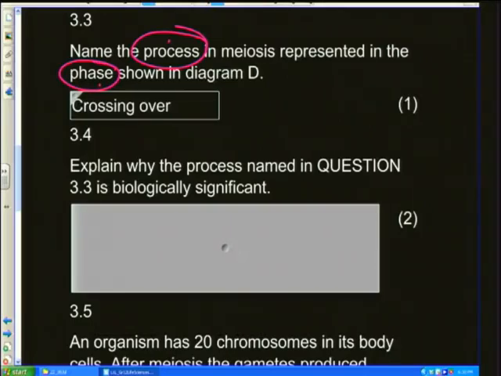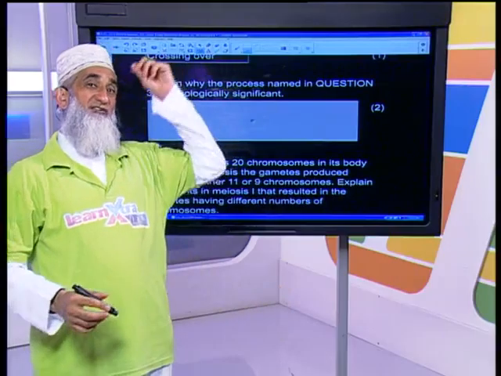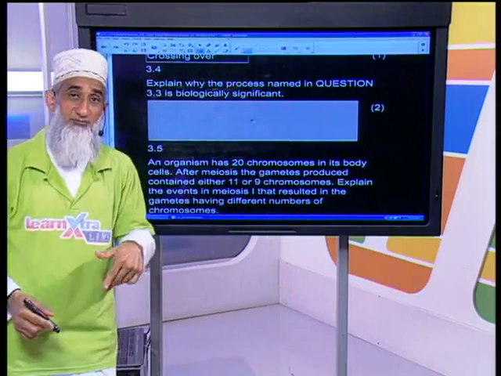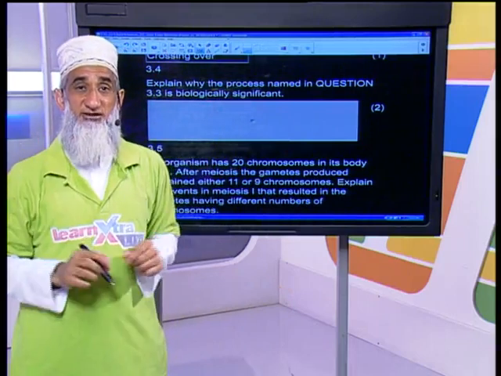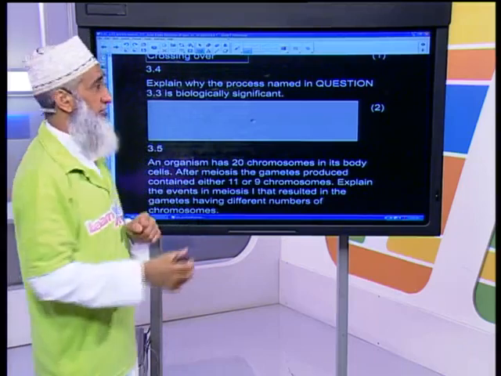Understand the difference. Explain why the process named in question 3.3 is biologically significant. Why is crossing over significant? No matter how they ask this question, what is the significance of crossing over? What is the significance of what you can see in a diagram? The answer is always going to be the same. What does crossing over do? It allows for exchange of genetic material, which brings about variety in organisms.